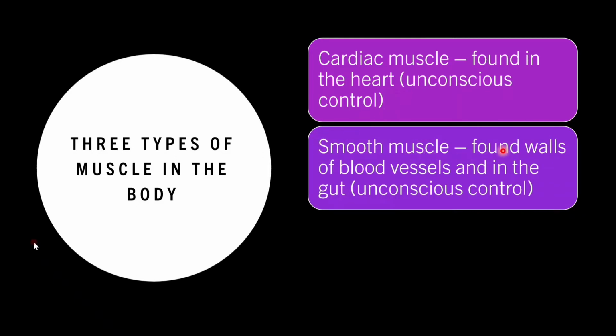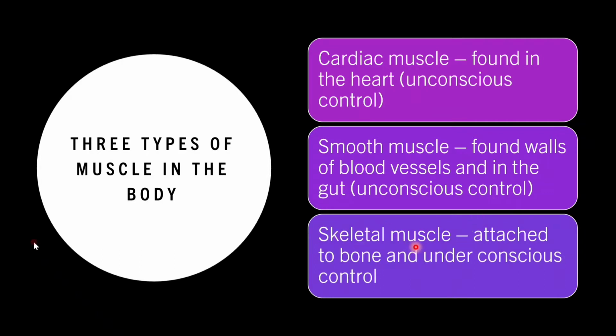We have smooth muscle, which is found in the walls of our blood vessels and in our gut. This again is under unconscious control because we don't have to think about wanting to contract the muscles in our gut or our blood vessels.